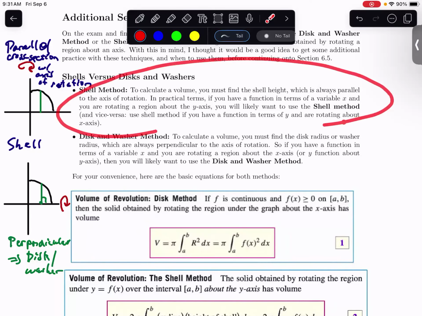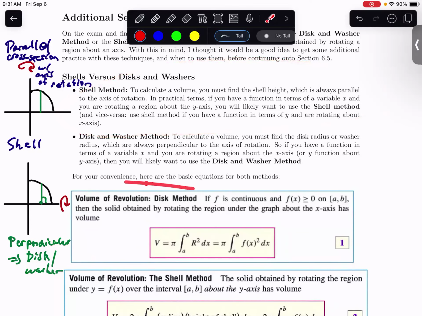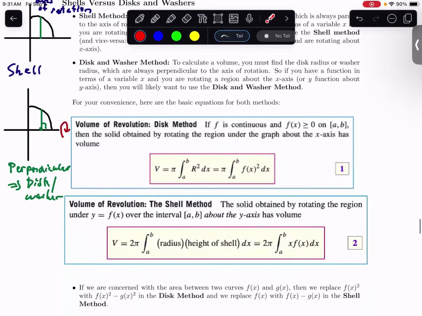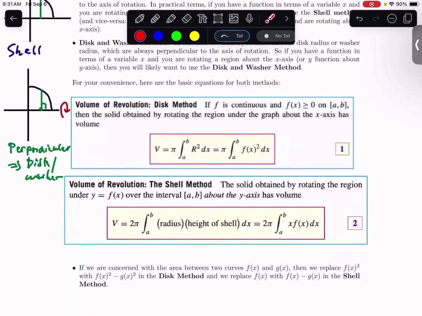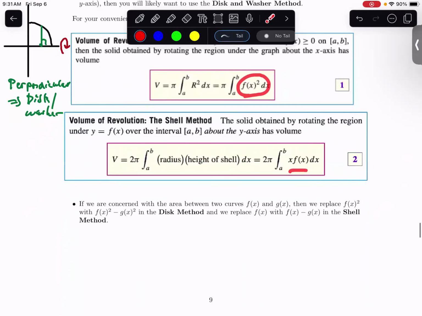And then I outline a different way of thinking about things as well, but I kind of want to just go on to examples. So these are the two equations we've been using, in terms of just having a function f of x. Of course, things change a little bit if we have f of x and g of x. We do f of x squared minus g of x squared in the disk method. Then we do f of x minus g of x in the shell method.